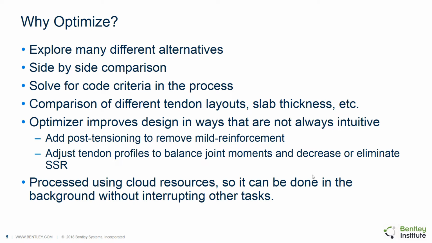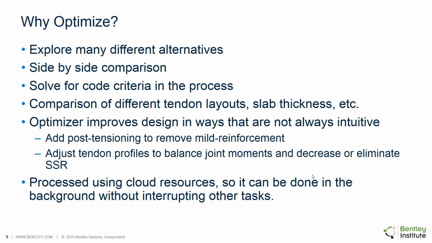It also allows for comparison of things like different tendon layouts and also even comparison of different slab thicknesses. And these are all side-by-side comparisons, so again, it's very easy to compare all of these alternatives in an apples-to-apples fashion. The optimizer works without the constraints that an engineer has in the way of intuition, so it works with a systematic process to come up with the best alternatives, and it might result in alternatives that are not always intuitive to the engineer.